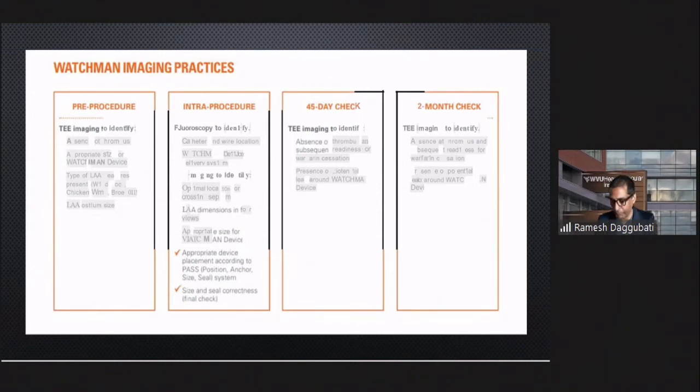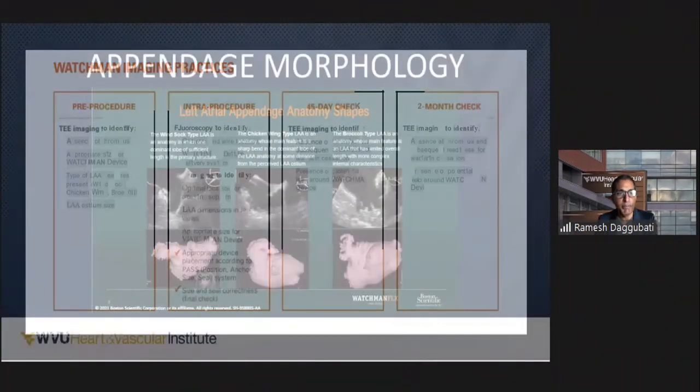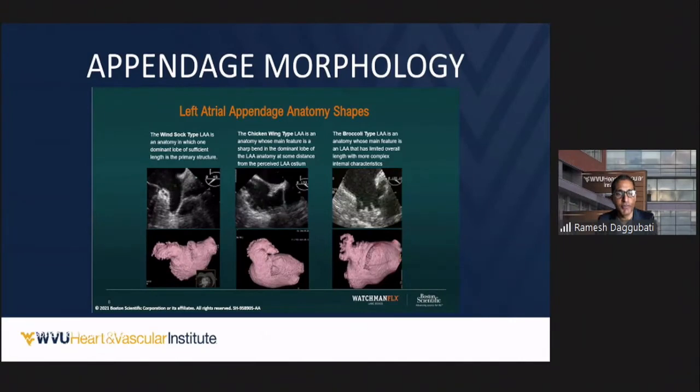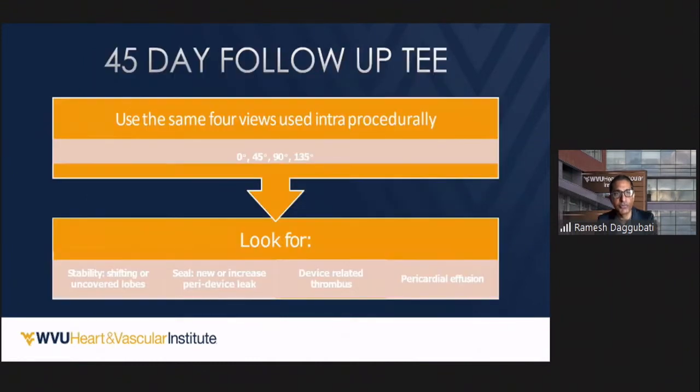Appendage morphology can be well evaluated by TEE or CT scanner. The different types of appendage morphology: windsock is very good for us to do an implantation, whereas the chicken wing is also not bad, but broccoli and these types are very shallow. A lot of shoulder will be hanging into the left atrium. So these are probably not the best ones to treat.